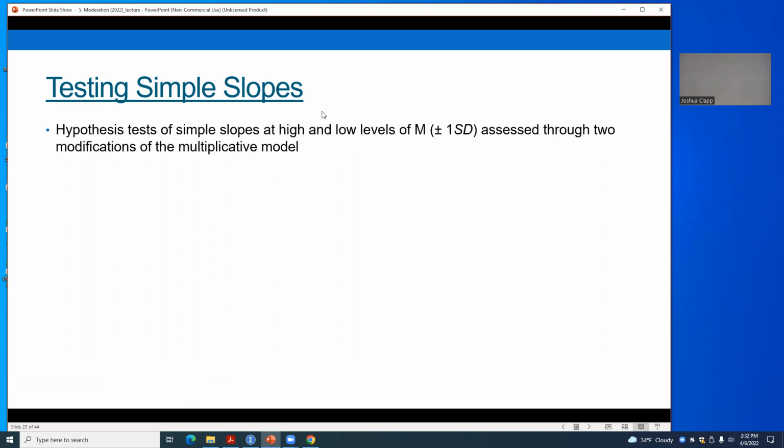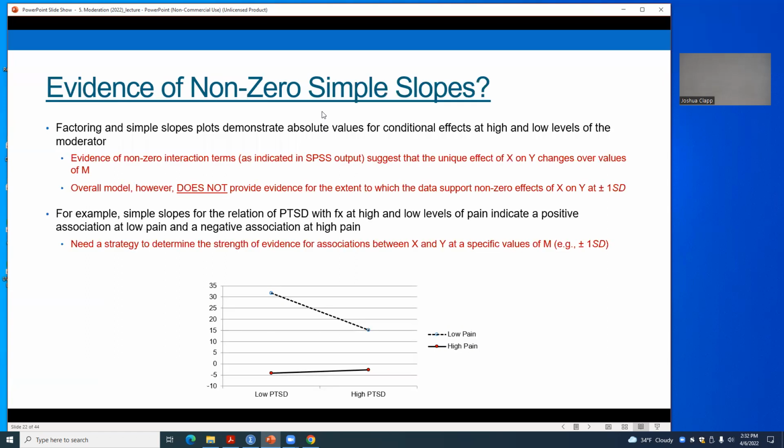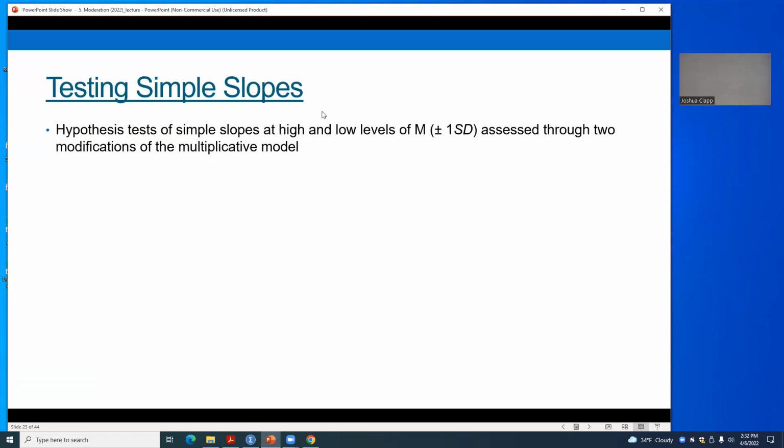So again, just to recap, we've run our overall model, we've restructured the equation, we've identified our simple slopes, we've calculated those out, and we've plotted them. We've got everything that we want, except we don't have a p-value. I don't have a p-value for this. I don't have a p-value for this. And this can become important in many cases, right?